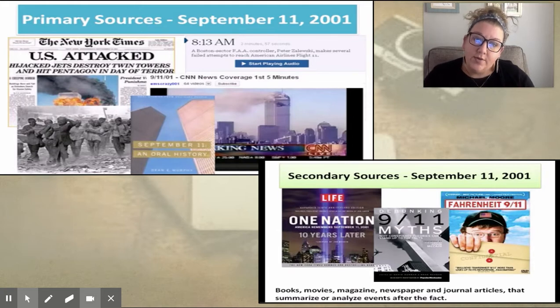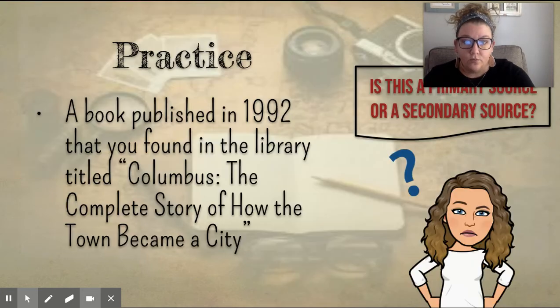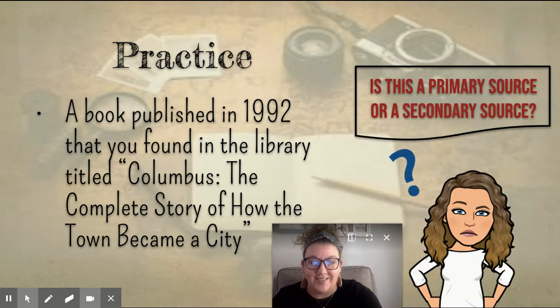But the documentaries that came after, Fahrenheit 9/11, Myths and Facts About 9/11, The Nation 10 Years Later, a speech given by President Obama in Shanksville, Pennsylvania to commemorate the 15-year anniversary. Any of that would be a secondary source for 9/11. And understanding 9/11, what happened and the impact, how the world changed, you have to use both primary and secondary sources.